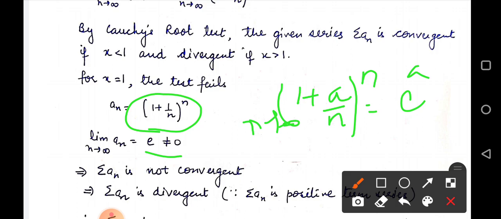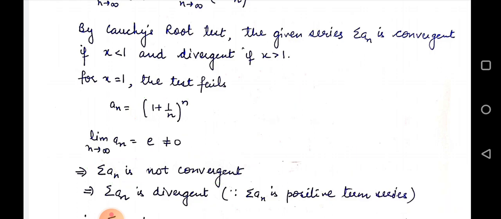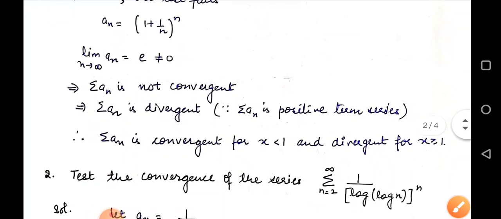So अगर आपके पास ये non-zero है तो either series is convergent or it is not convergent. Then summation an is not convergent. Not convergent means series is either divergent or oscillatory. But it is a positive term series, so therefore oscillatory behavior हम नहीं लेंगे. यहाँ पे the series is divergent because an is a positive term series. So we have the result that summation an is convergent for x less than 1 and divergent for x greater than or equal to 1.